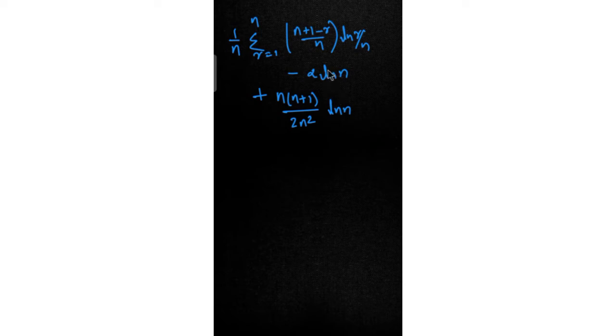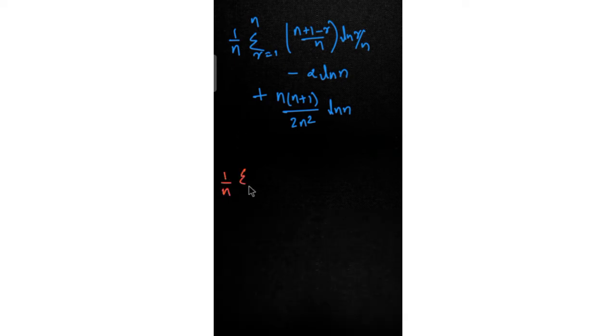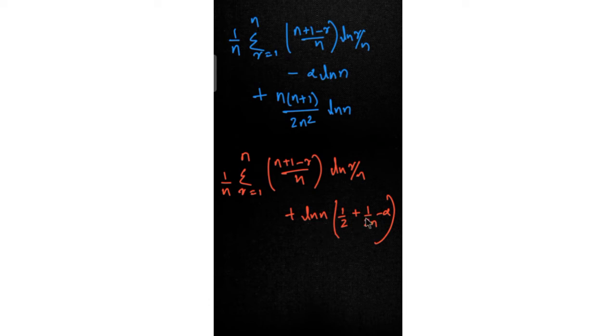Now what I'll be doing is, I'll take the ln n terms common, so finally we'll be getting it in this way, (1/n) Σ from r=1 to n of (n+1−r)/n · ln(r/n). I've taken this ln n common, so I'm gonna get n(n+1)/(2n²), that's n²/(2n²), so that's 1/2, and then 1/(2n), and minus alpha here. So this is what we are left with.